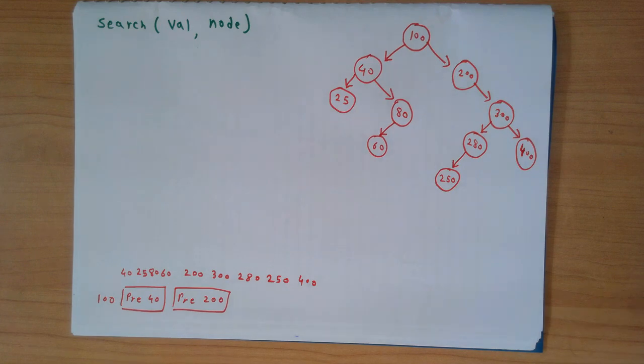Let's say I search for value 400. In pre-order traversal, this will be the sequence in which I visit the nodes, and at the end I will find 400. So to find 400, I still had to visit every node. Or let's say I am trying to locate value 81. To declare that value 81 is absent in this binary search tree using pre-order traversal, I will still have to go and visit every node.